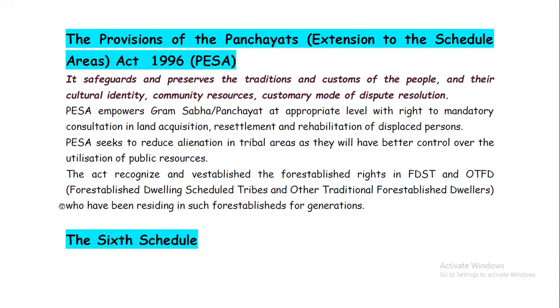FDST means forest dwelling scheduled tribe, and OTFD means other traditional forest dwellers who have been residing in such forests for generations. PESA also recognizes those tribal people who are residing in a particular area, and those areas mean resources. We are talking about wild resources, those forests. The rights of those tribal peoples are there because they are living there from generation to generation, and PESA ensures their rights over those areas.